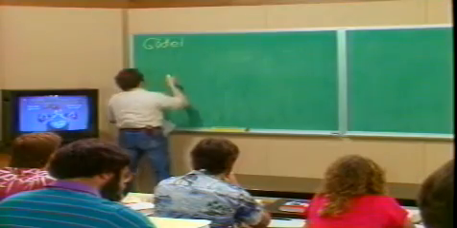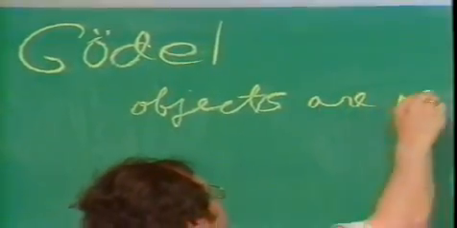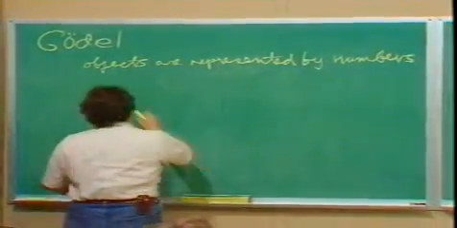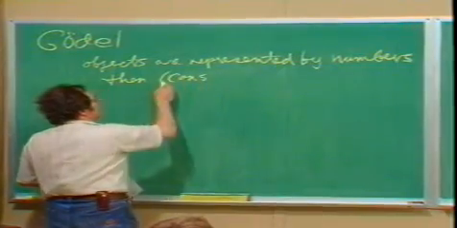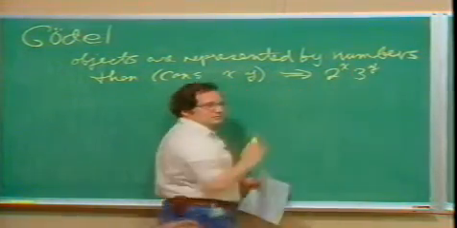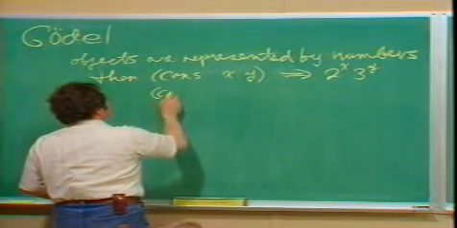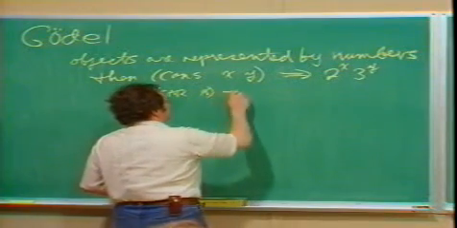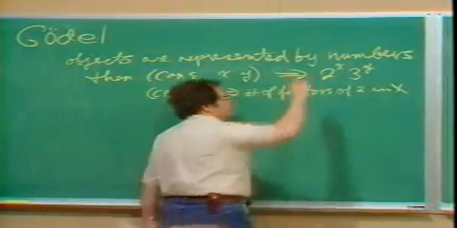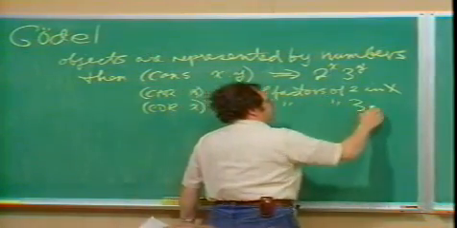So for example, what we were doing in our world, we could say that if objects are represented by numbers, then cons of x and y could be represented by 2 to the x times 3 to the y. Because then we could extract the parts. We could say, for example, that then car of, say, x is the number of factors of 2 in x. Okay? And of course, cdr is the same thing. It's the number of factors of 3 in x.